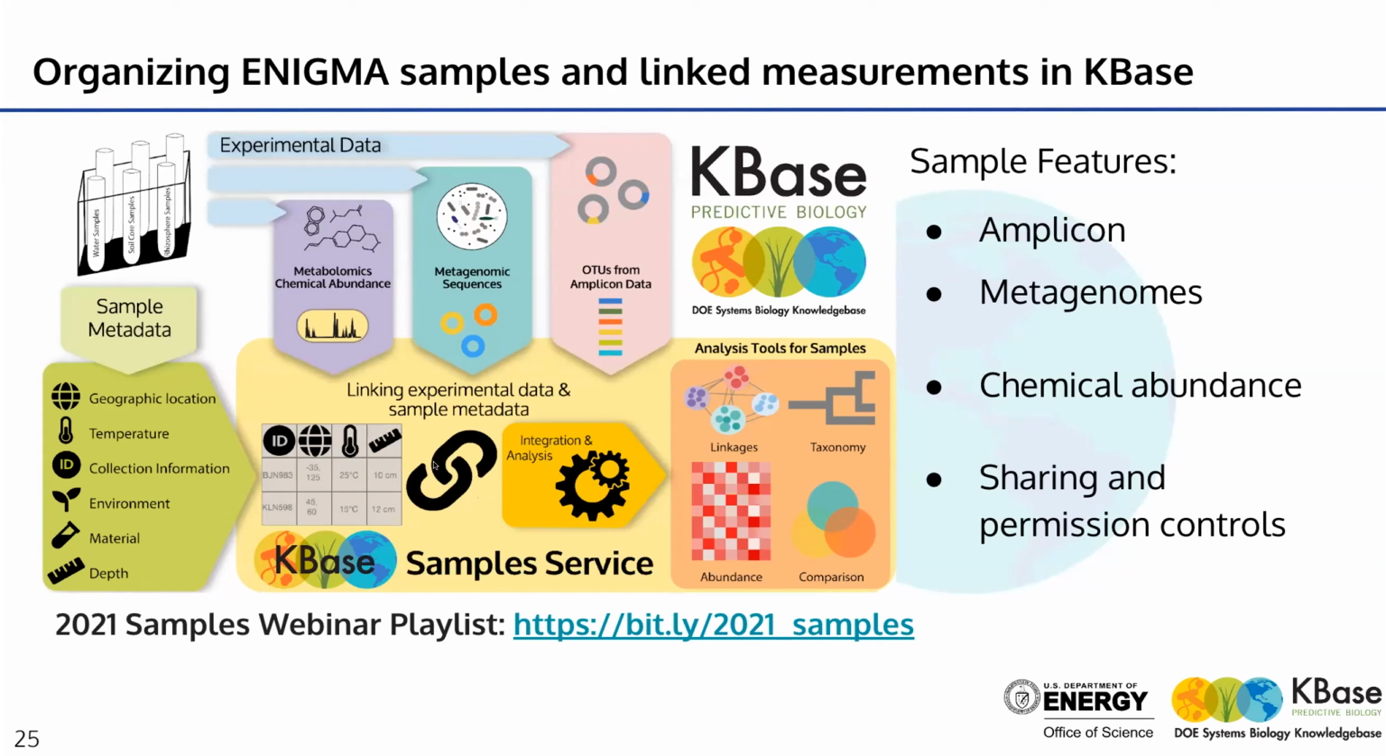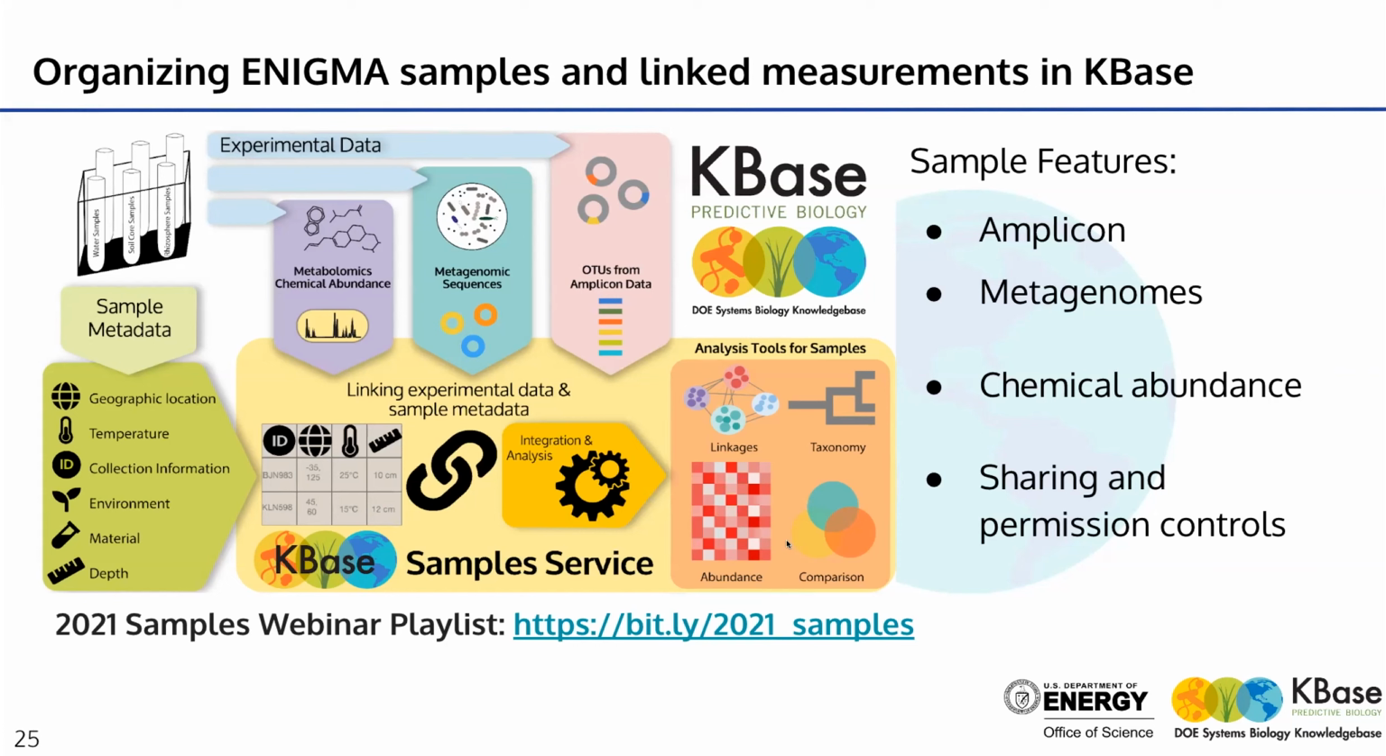We have services to do that, and you can link these types of things together. Right now we support metabolomics and chemical abundance, metagenomic sequences, and OTUs and amplicon data. What's neat is that, because they're all in the set format, it's easy to bring them together and do group analyses, such as correlations among data, taxonomy of all the microbes in your sample, their abundances, and comparative genomics.